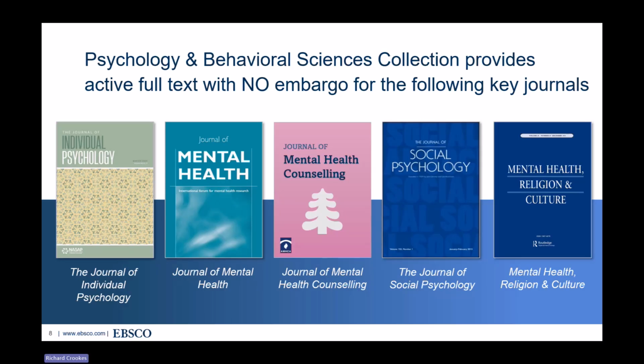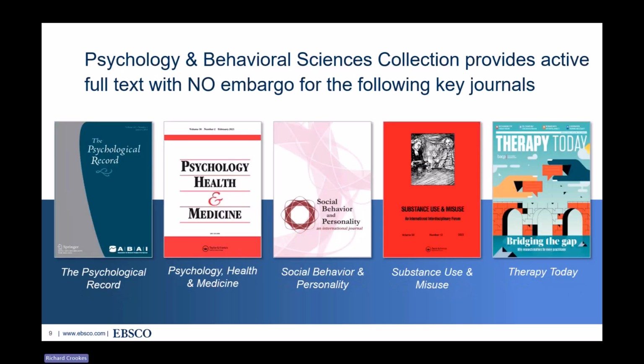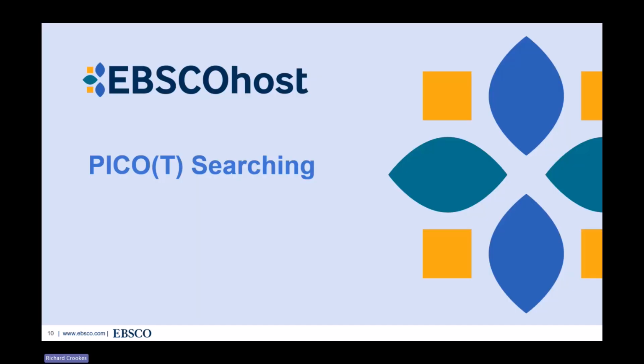Journal of Mental Health there, as you see, Mental Health, Religion and Culture. So just a sampling of some key titles that are available: Psychology, Health and Medicine, Substance Use and Misuse, Therapy Today. So you get a sampling, and you can check the content through the interface. There is a publications link which allows you to browse and search through the particular journals that are available, in addition to the standard searching via keyword or subject.